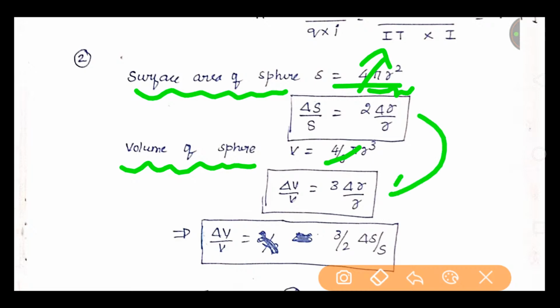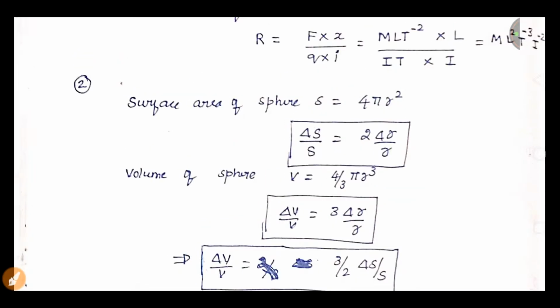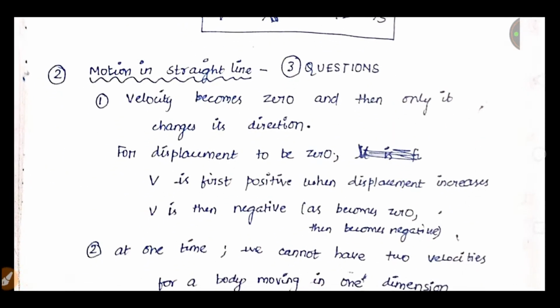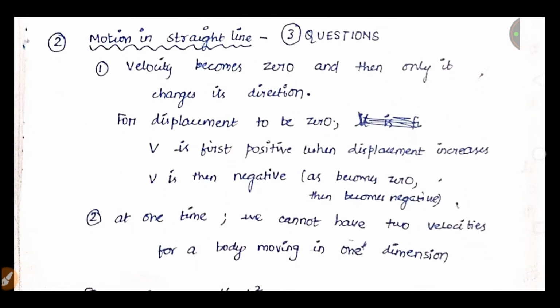Now what is the connection between these two? So del V by V is equal to 3 into del R by R. What is this del R by R? Del R by R is 1 by 2 into del S by S. So 1 by 2 into del S by S. Questions are over. Concepts are over. Problems will be dealt with in the next video.